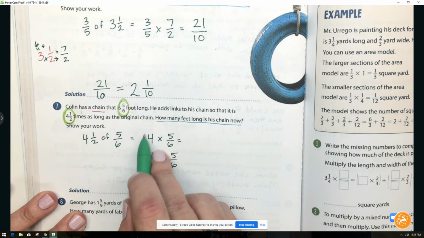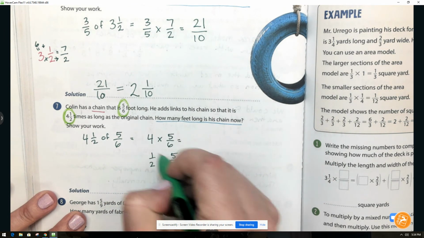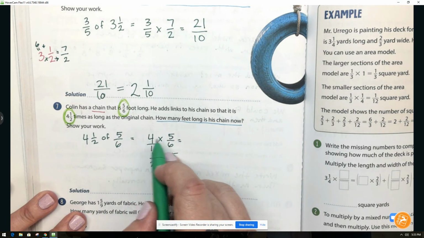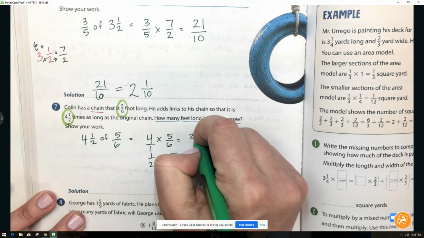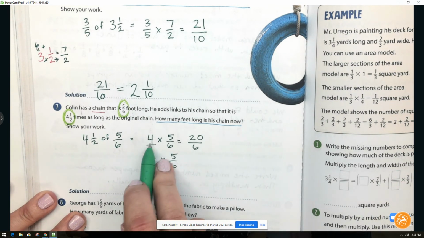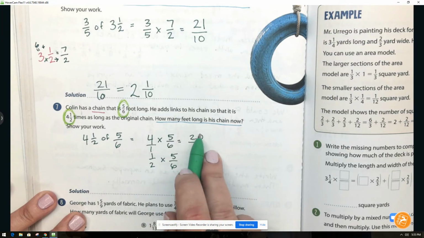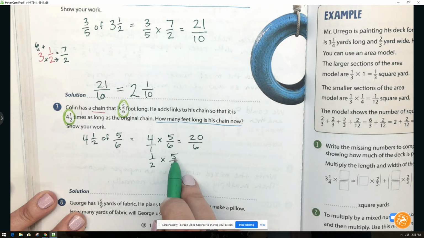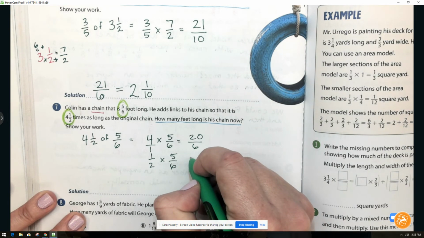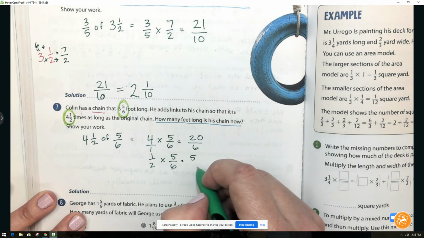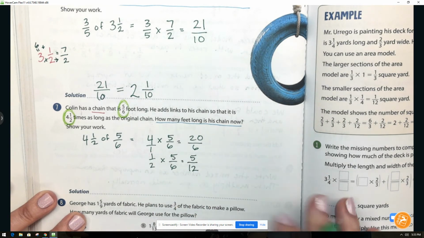So remember, whenever you have a whole number, you can rewrite that as a fraction of the whole number over 1. So 4 times 5 is 20. 1 times 6 is 6. So 4 times 5/6 is 20/6. Then 1 times 5 is 5. And 2 times 6 is 12.